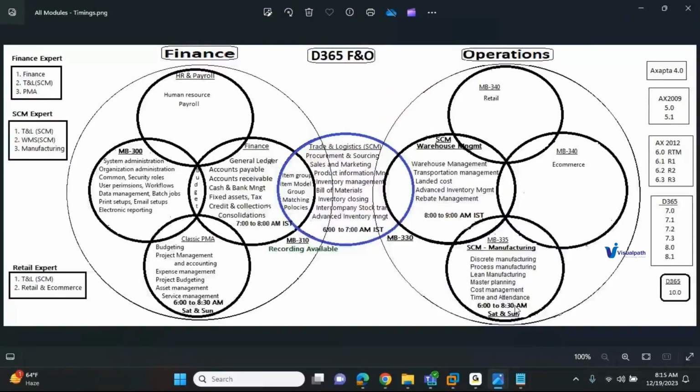Okay. I'm already working in finance, so I'm planning to learn as well as write the certification for 330 and 335. So my interest and focus is more towards SCM and warehouse and manufacturing. Sure. So now I have started, like, 6 to 7. Today I have started this one.